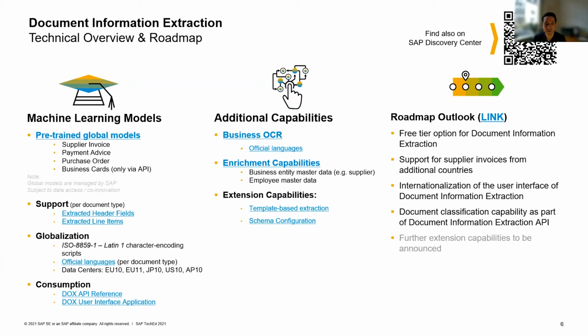Secondly, there are enrichment capabilities that come with the service. So basically here you can upload your master data related, for example, to your business entities or business partners, such as your suppliers. And we also provide the possibility to upload the employee master data if you want to match the extracted information from invoices to respective employees in your company. If you want to, for example, use the service in combination with the workflow management.